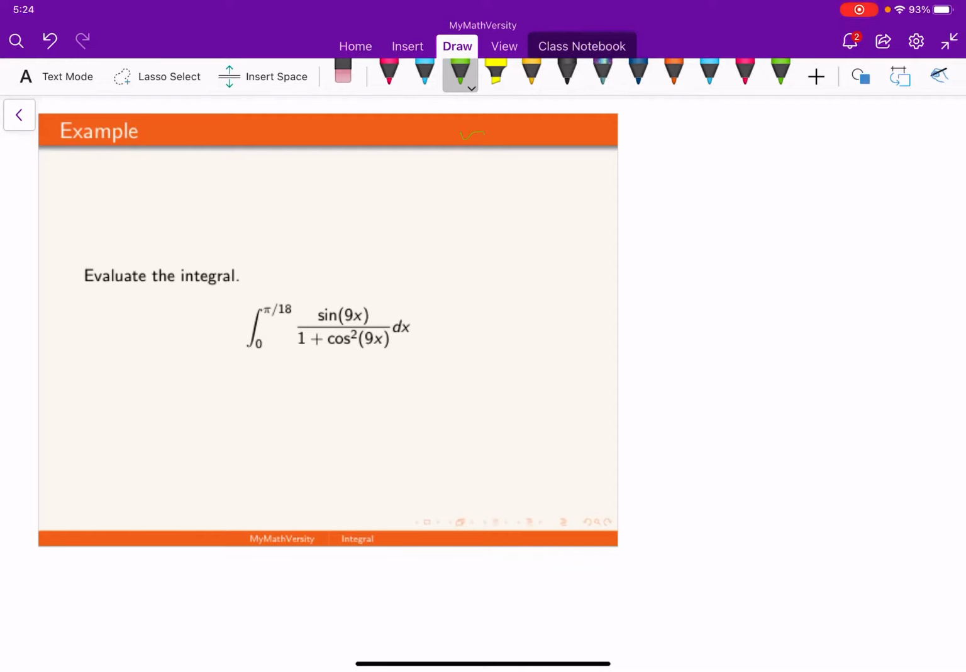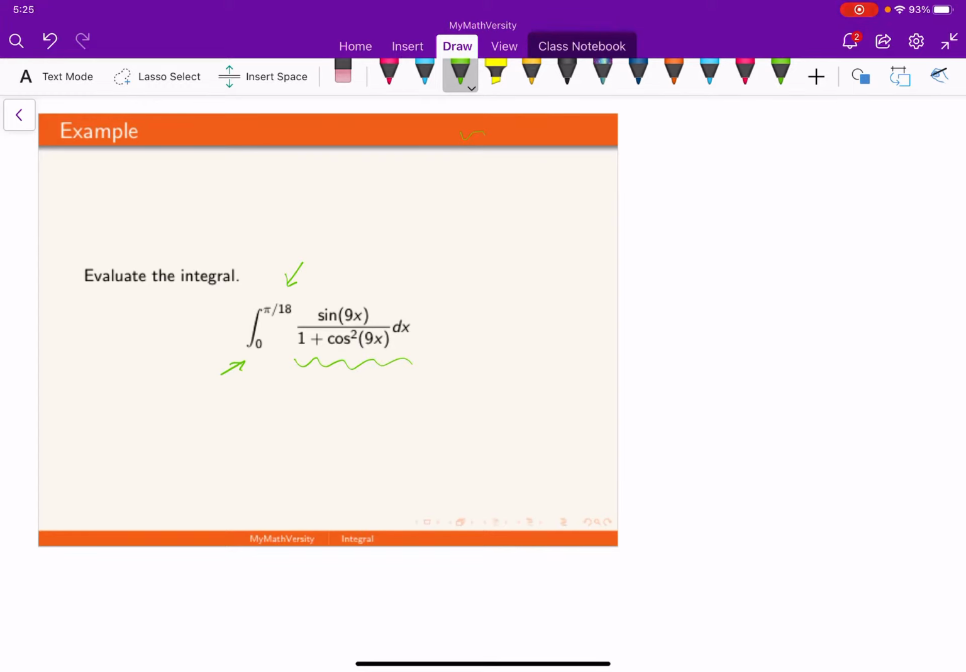Our goal here is to evaluate this given integral. We have the integrand as the function sine of 9x, and underneath that we have 1 plus the square of cosine 9x. I hope you recognize this is a definite integral, because we have something over here at the lower limit of integration, and then something over here at the upper limit of integration.